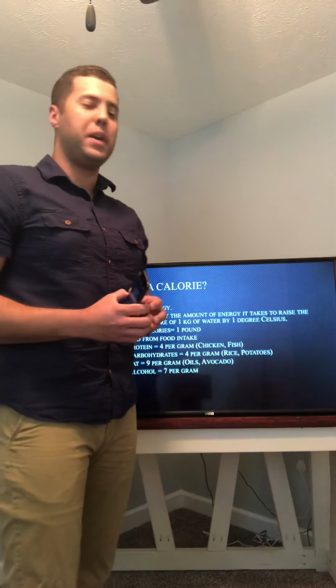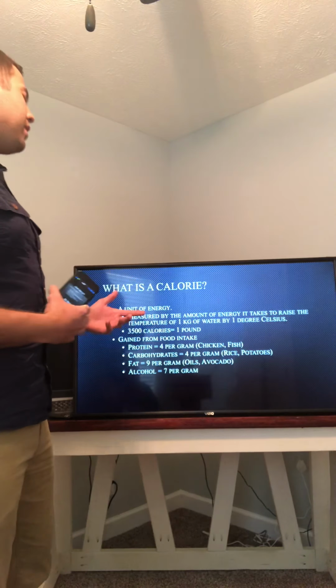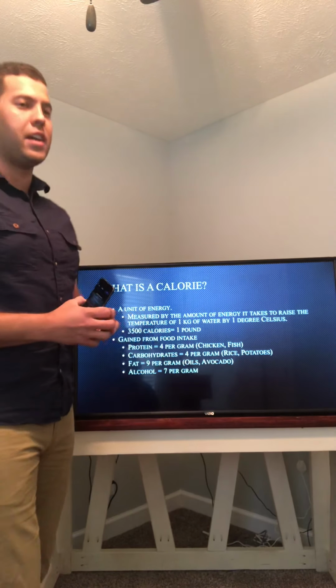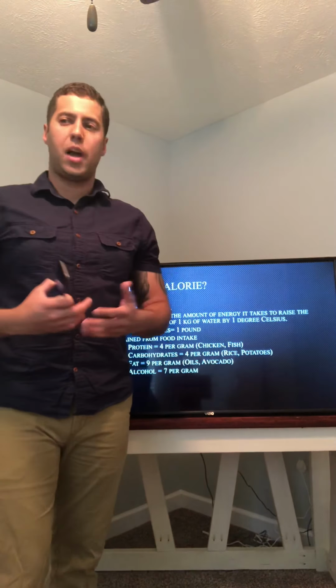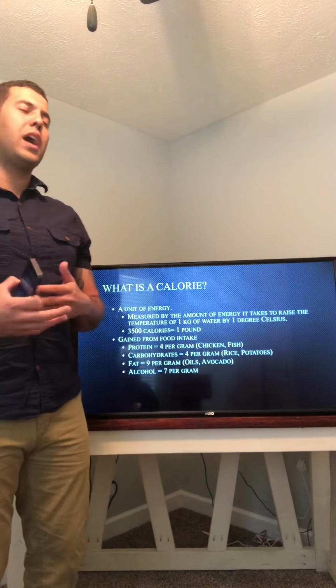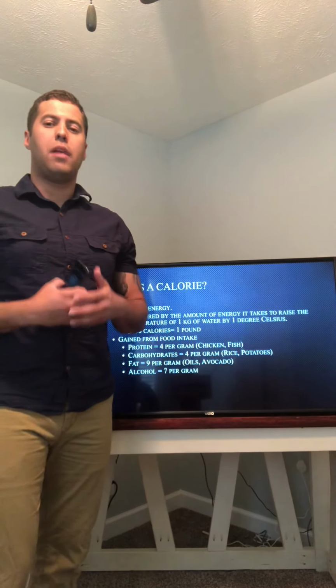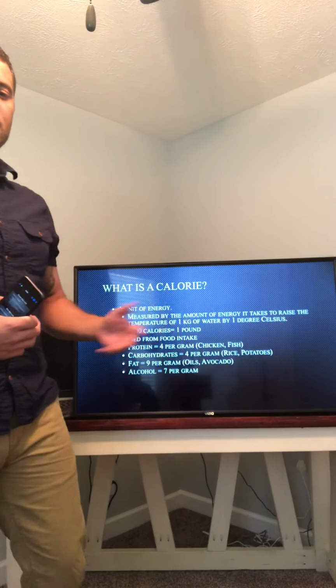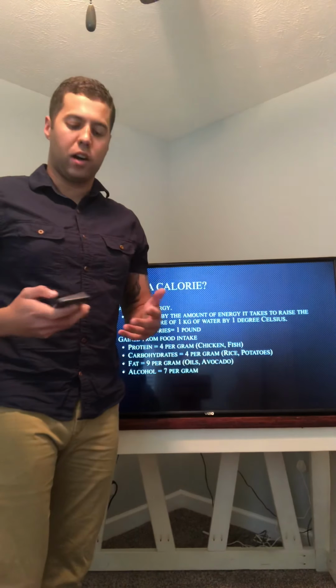3,500 calories is about a pound or so, right? And then we get those calories from our nutrition intake. So we get about 4 calories per gram of protein, about 4 calories per gram of carbohydrates, about 9 calories per gram of fat, and then about 7 per gram of alcohol.